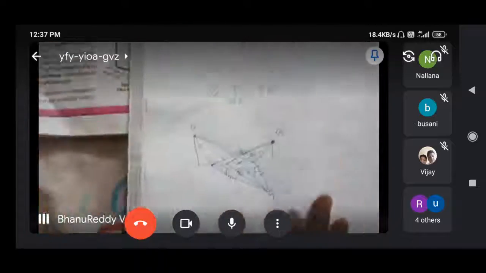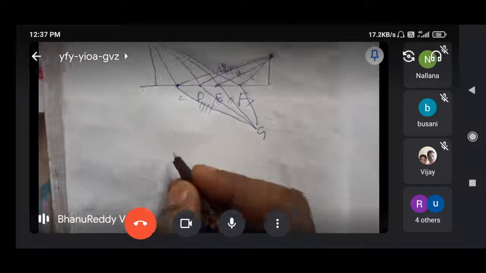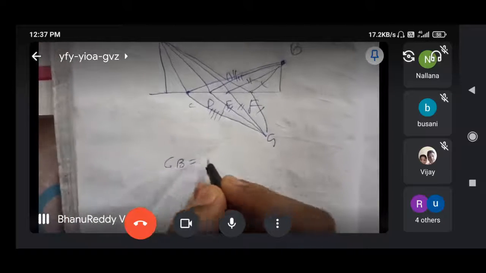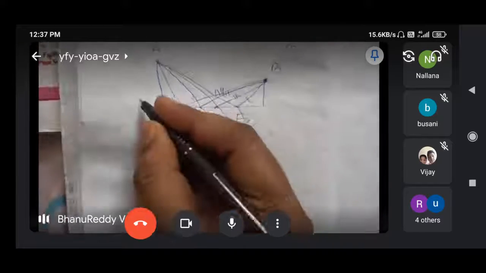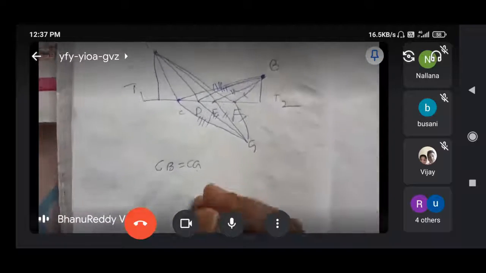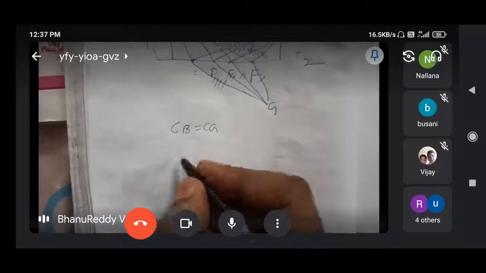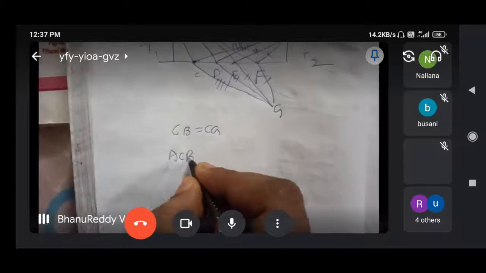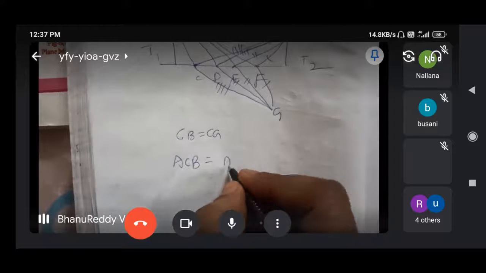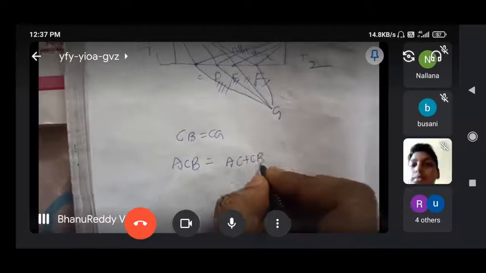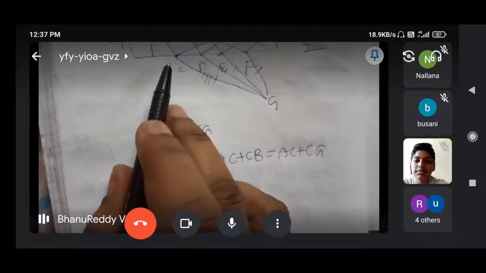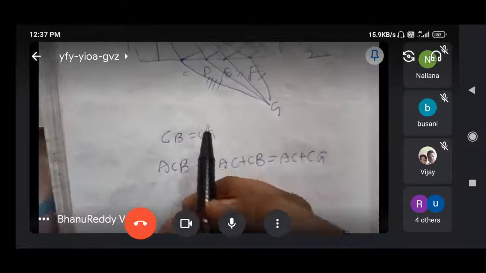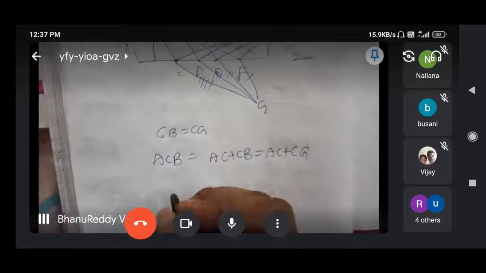Okay. And here in the figure, CB is equal to CG. And this is tree 1 and this is tree 2. And at the same time, the length of the path ACB, AC plus CB, is equal to AC plus CG also, because I am taking a similar duplicate of this. CB is equal to CG. In that manner, I selected.